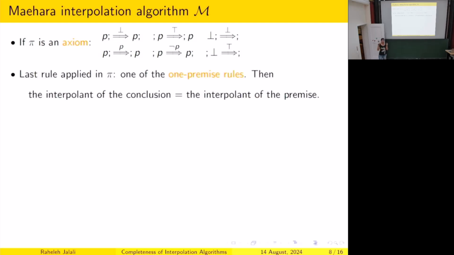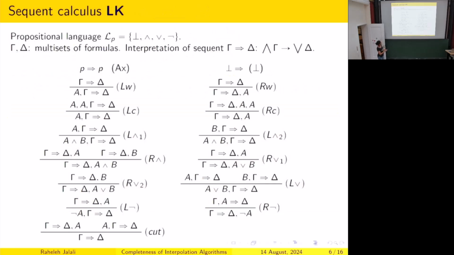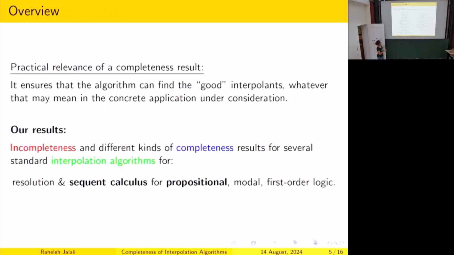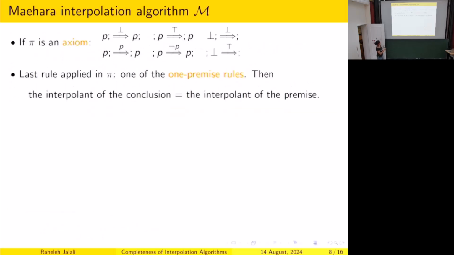Then for one premise rules, conjunction, so for instance, these are one premise rules, that they have only one premise above the line. So for all these rules, it's easy to see that the interpolant of the conclusion is the same as the interpolant of the premise. We don't change it.